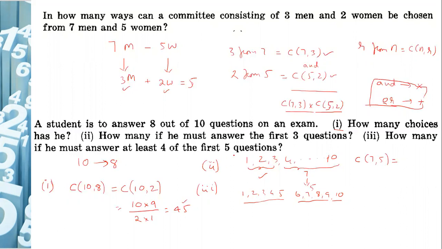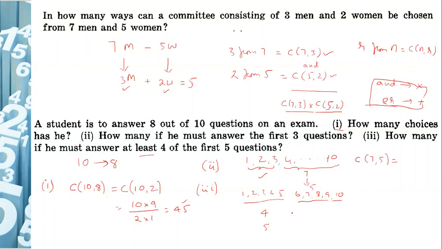Now the condition he is stating: at least 4 of the first 5 questions. He has to attempt at least 4 questions. Remember the word at least, right? If you say only 4, it is different. So he's saying at least 4 from the first 5 questions. So from this first 5, he has to write a minimum of 4, either 4 or 5.